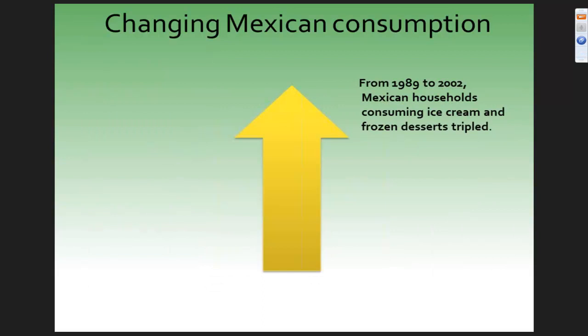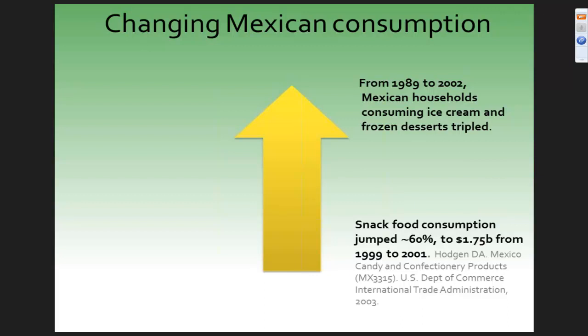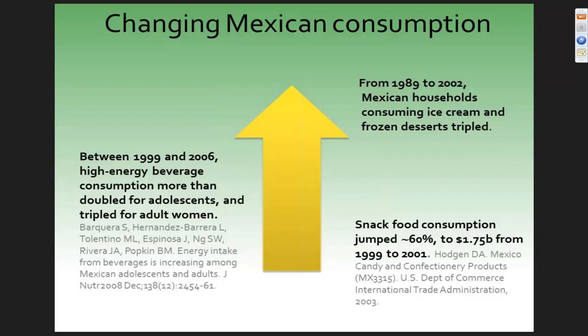I'm just going to give you a couple statistics about changing Mexican consumption. Snack food consumption went up 60% just in 3 years, about 5 to 7 years after NAFTA. And among women, which Dr. De Schutter talked about, high energy beverage consumption tripled just in a 7-year time period. And that's research by Barry Popkin and others.